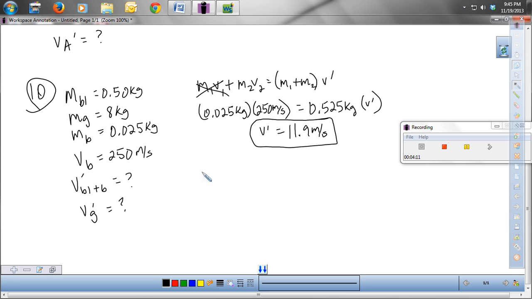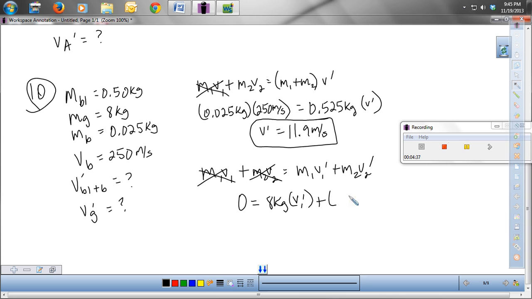And then I did the gun. So I said M1V1 plus M2V2 equals M1V1 prime plus M2V2 prime. And before the bullet was fired, the gun was not moving. The bullet was not moving, so the whole left-hand side goes to 0. So I'm going to let this be the 8 kilogram gun, recoiling backwards at some speed. And then the bullet is going to be 0.025 kilograms, and I'm going to let its velocity be a negative 250, because it's going to head in a direction opposite the gun. So when I solved for that, I got the speed of the gun, the recoil velocity of the gun, to be 0.78125 meters per second.